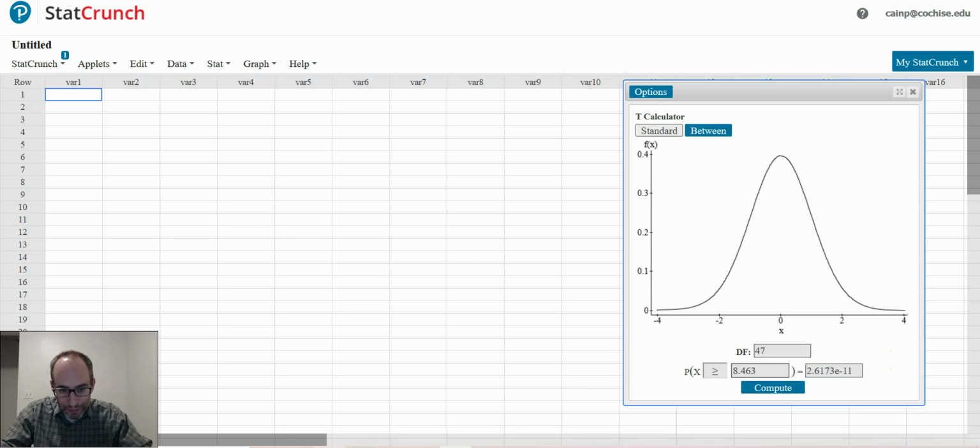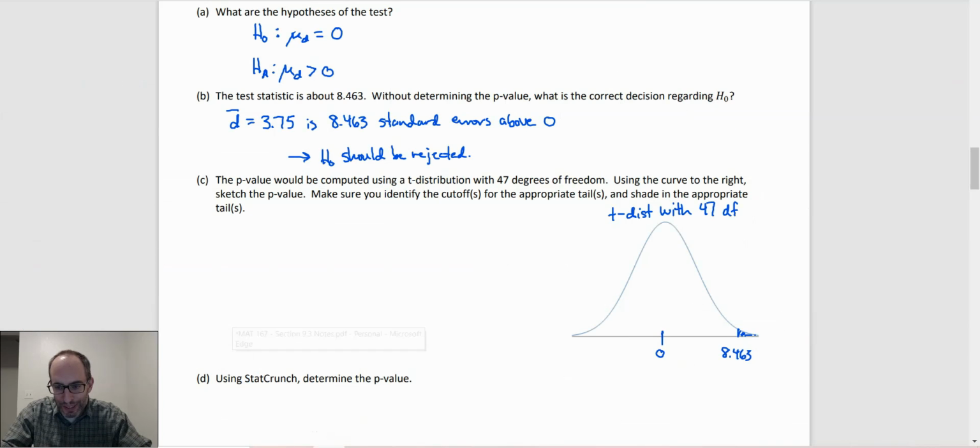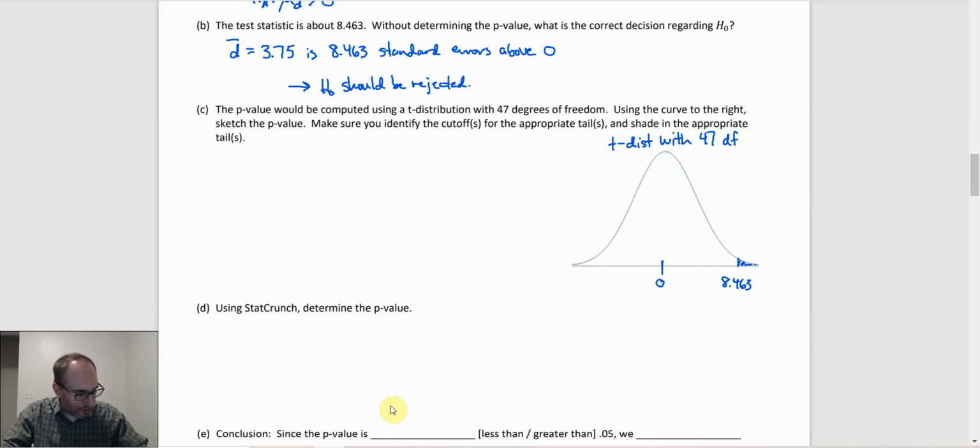All right. Little tiny number. So then the p-value is 2.617 times 10 to the negative 11th. If you were going to write that out in decimal form without scientific notation, it's a decimal point, then 10 zeros, then a 2617. So that's a little number.